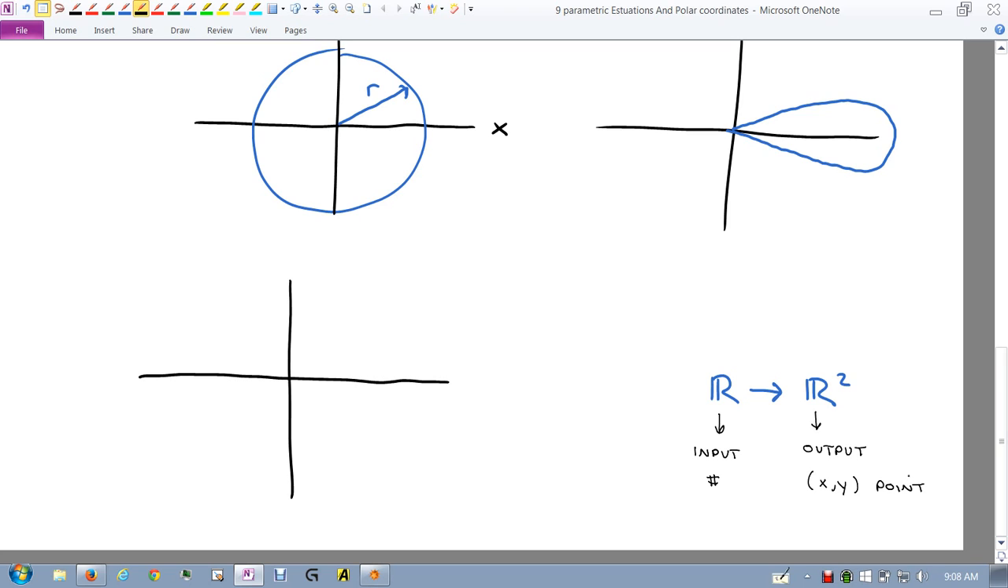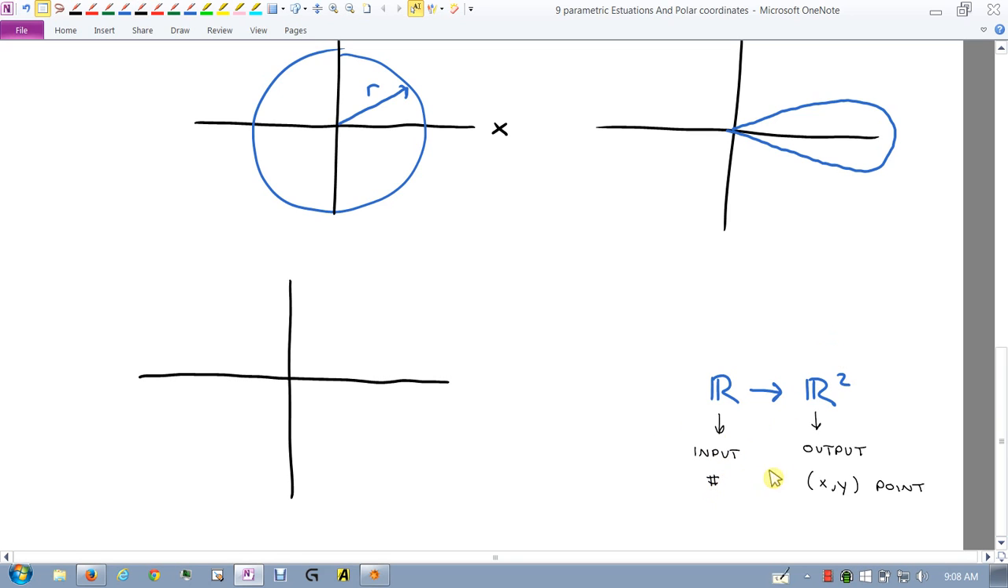Now, there's nothing that says you can't have a function that takes in a number and spits out an ordered pair. To be a function, it just has to follow the rule that for each input, there needs to be exactly one ordered pair. You can't have the same input go to two different ordered pairs.